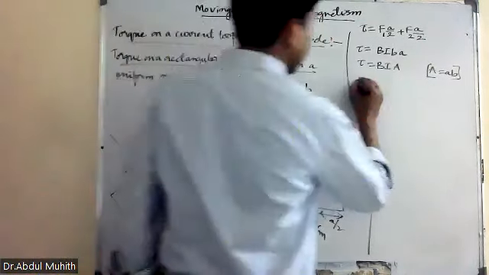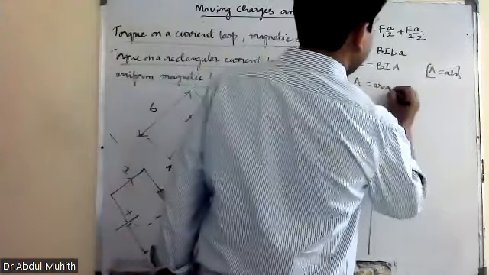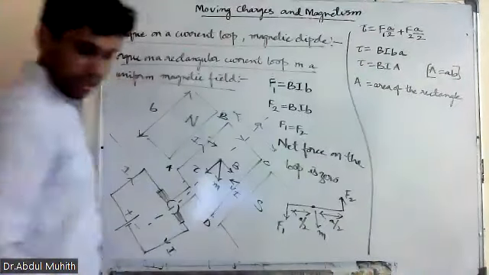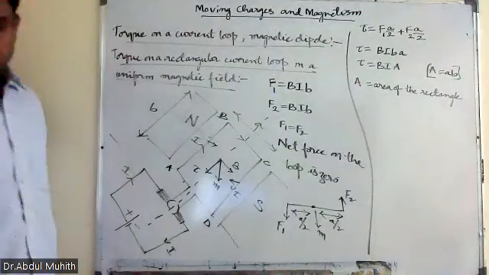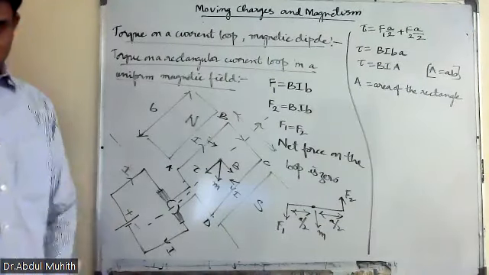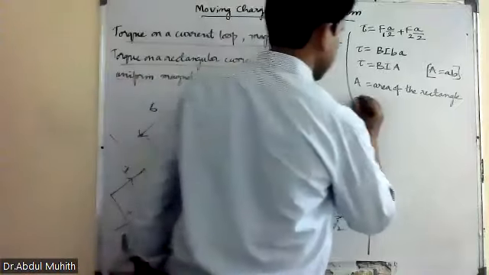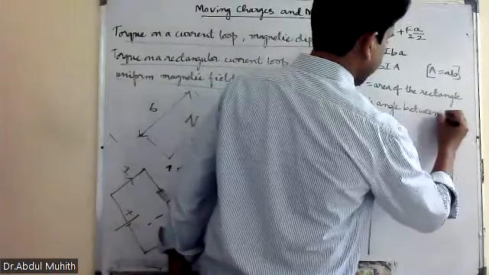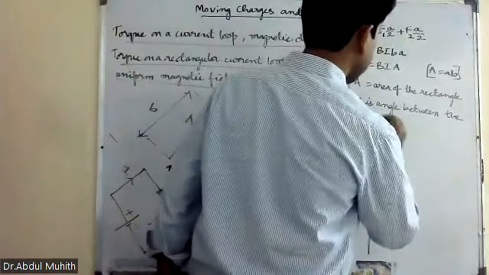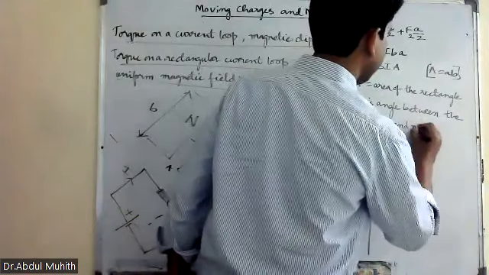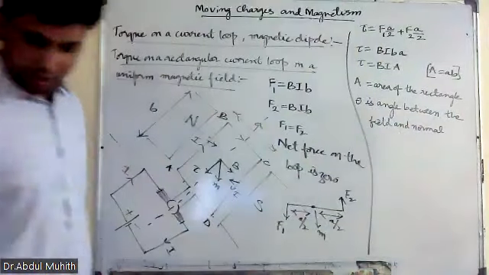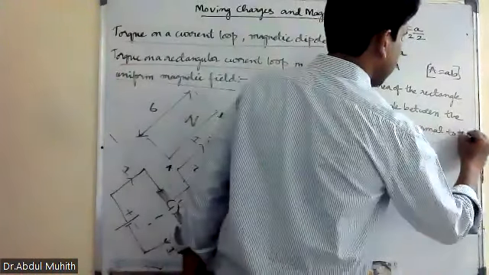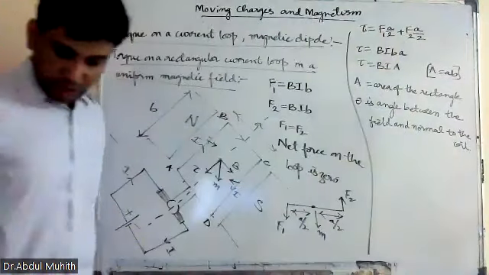Yes. So here capital A is said to be the area of the rectangle. And theta is the angle between the magnetic field and the normal to the plane, that is, the normal to the coil.